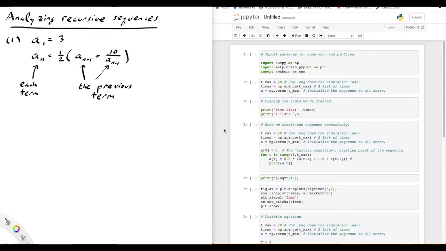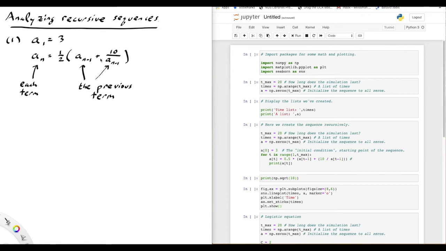Now I want to show you some tools which I use to analyze recursive sequences. And so to get started, let's look at the sequence that we just went over. This is the sequence which is determined recursively as follows. The first term of the sequence is the number 3, and each term of the sequence is the average, which means half of the sum, the average of the previous term and 10 over the previous term.